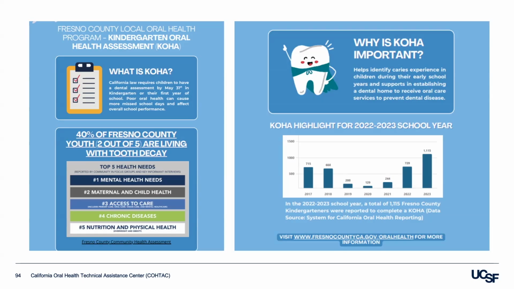We've included this information in past presentations to partners, to demonstrate our school-age children's needs and to support early prevention. We discuss why KOHA is important, and from sparking this discussion, what we can do for next steps to support our schools. There is more opportunity to be intentional with how our LOHP utilizes this infographic.